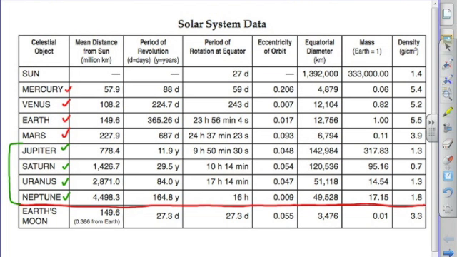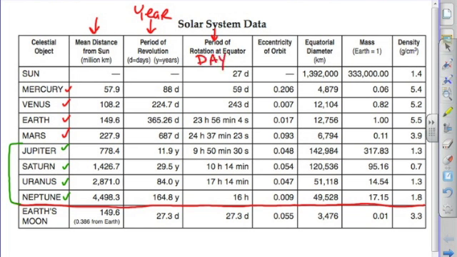So let's take a closer look at the information they're giving us here. We've got the mean distance from the Sun in millions of kilometers, period of revolution. Remember, a period of revolution is what defines a year on a planet. And the period of rotation, spinning on its axis, is what defines a quote-unquote day on a planet.